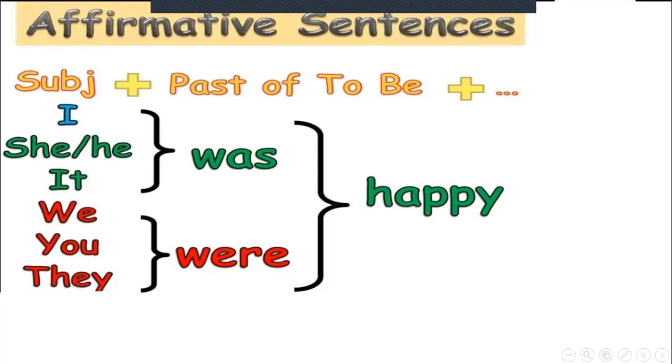Were is a past form of verb to be. We were happy. You were happy. They were happy. Look at these examples.